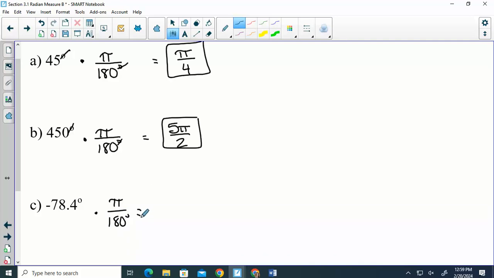Okay, the negative will just stay. So if we put that in, the negative is no big deal, so 78.4 over 180. And it gives us a pretty ugly negative 98 pi over 225. How did that number get bigger? Because you had to get rid of the decimal. Oh yeah.